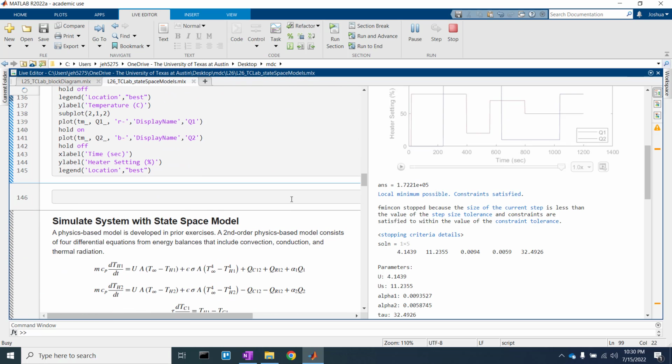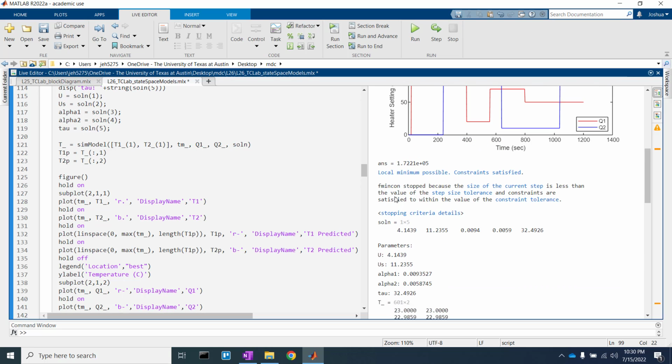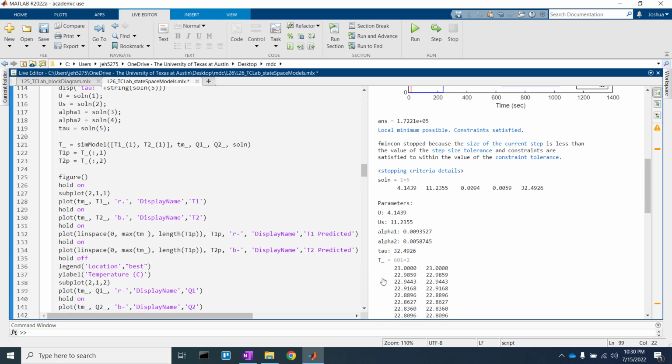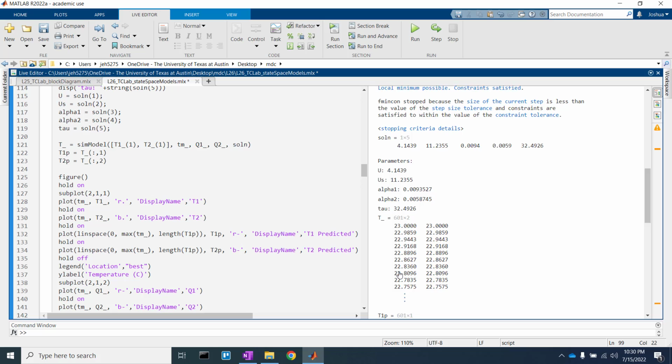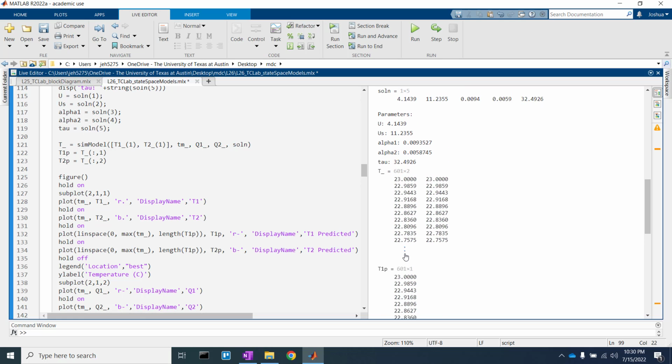While it's thinking, let's go ahead and just... Oh, it's done thinking. All right, so U regressed is about 4. US is about 11. I like the difference. There's obviously more heat transfer between the two heaters than just the surroundings in general. Alpha 1 is just a little bit less than 0.001. Alpha 2 is about 0.005. I like that. That's well within the range we like to see. And our tau is 32. Again, within that range, we're not at any of the limits, which kind of tells us that we did succeed in finding a solution.